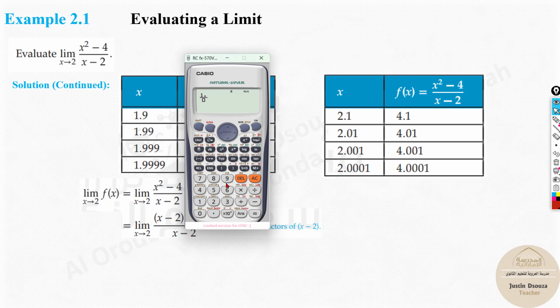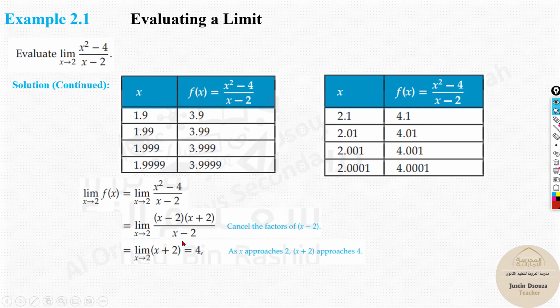So first I'll take 1.99 square minus 4 divided by 1.99 minus 2. I will write this answer somewhere: 3.99. Then I'll change this value to 2.001, and the answer is 4. I'll compare: the first answer was 3.99, this is 4. Yes, both are almost 4. So the answer is 4 and the limit exists, only if both the answers come to the same answer. If they're different, it does not exist. So you can double check this.